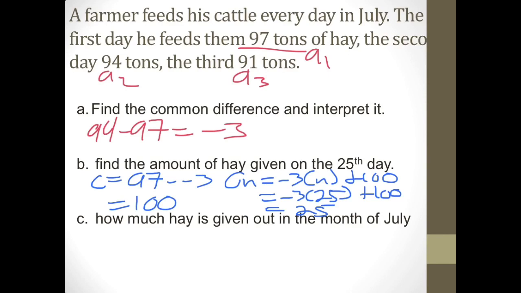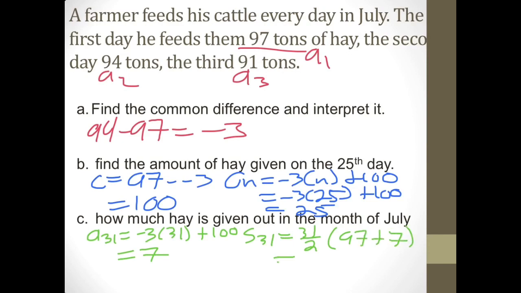Alright, and then our last question is, how much hay is given out in the month of July? A quick check of the calendar shows that there are 31 days in July. So I want to find my 31st term. I get -3 times 31 plus 100, which gives me -93 plus 100, which will simplify to be 7. Then to find the sum of those first 31 days, we have 31 divided by 2 times 97 plus 7. And that's going to equal 1,612 tons of hay in 1 month.